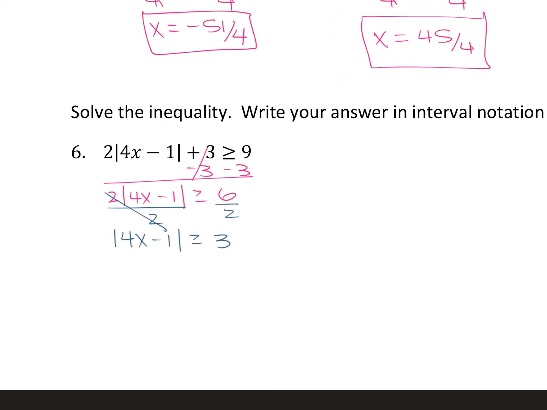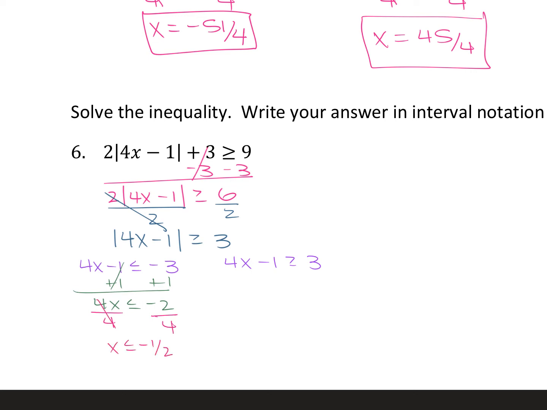Get rid of the absolute value bars, change your answer, keep one the same. Remember, when you change your sign on your answer, your inequality sign flips. So this is going to give us 4x minus 1 is less than or equal to negative 3, as well as 4x minus 1 is greater than or equal to positive 3. For the one that I have on my left, I'm going to add my 1 over first. That's going to give me 4x is less than or equal to negative 2. Then I divide each side by the 4. And I have that x is less than or equal to negative 1/2.